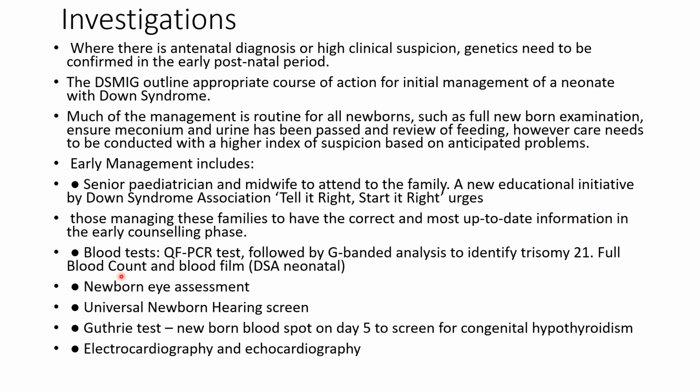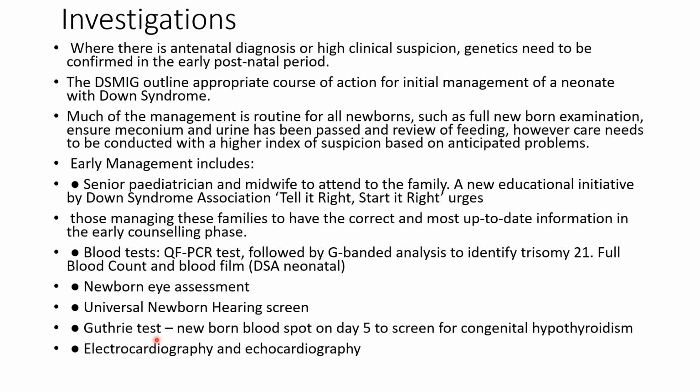So, what are some of those investigations? So, number one, we have blood tests, such as the QF-PCR test, which is followed by a G-band analysis to identify trisomy 21. Then a full blood count, a blood film, the DSA neonatal newborn eye assessment, universal newborn hearing screen. You have a Guthrie test.